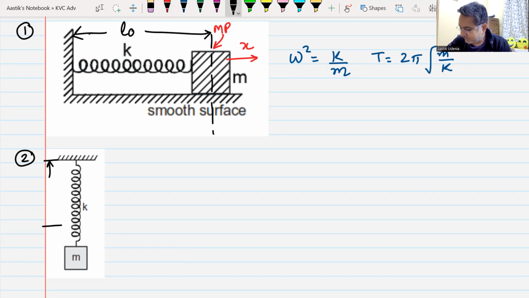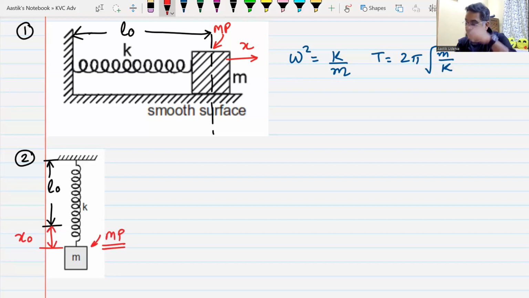The spring will be elongated, sir. The mean position is not at the natural length of the spring. The mean position will be somewhere else when the spring is extended. This is the mean position. Here the mean position was at the natural length of the spring; here it will not be at the natural length.